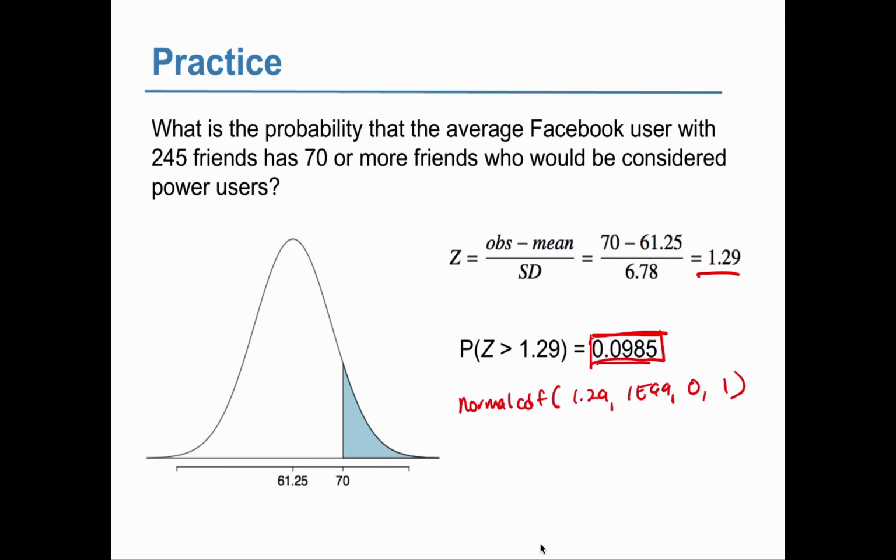But at this point, now that we understand z-scores, we can change the mean and the standard deviation and have it calculate the z-score ourselves. So lower bound is 70, upper bound is 1E99, mean is 61.25, and standard deviation is 6.78. And if you try both of those things, you should get the same probability. Ta-da! Binomial distributions.